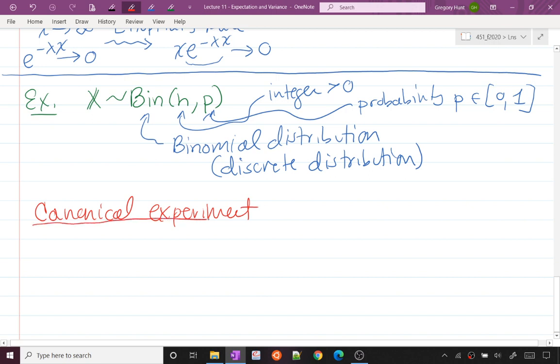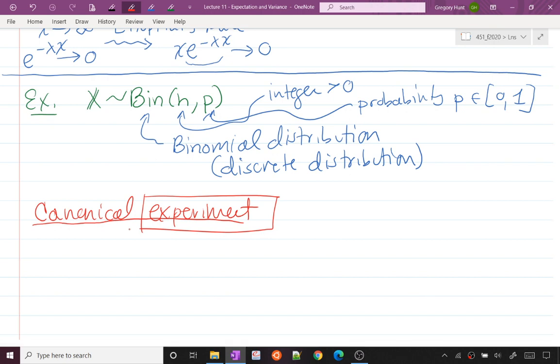So most random variables have some kind of canonical experiment. You can think of them, right? Random variables are supposed to be summarizing some outcome of some random experiment. So they all have some kind of canonical experiment that you can think of the random variable as being a realization of, whether or not it actually is.